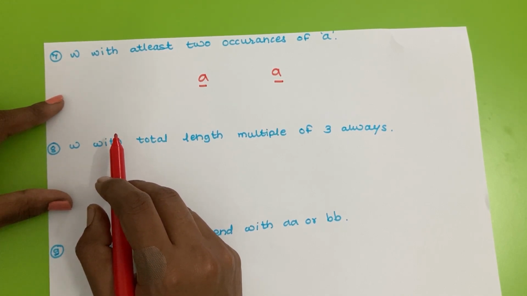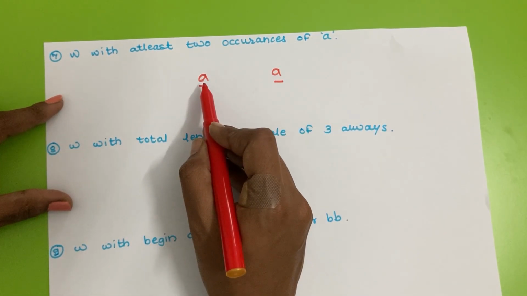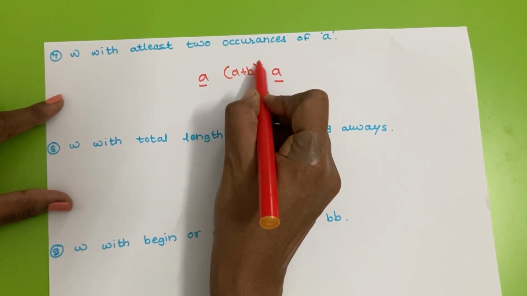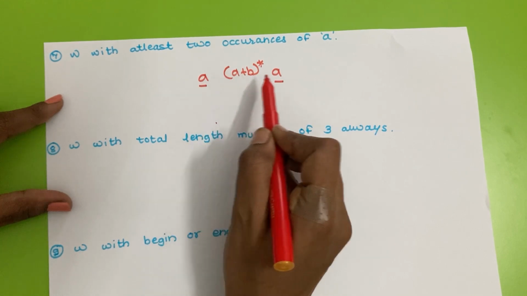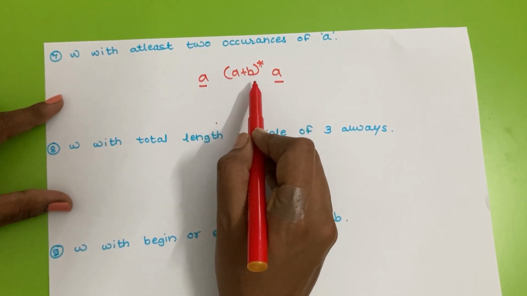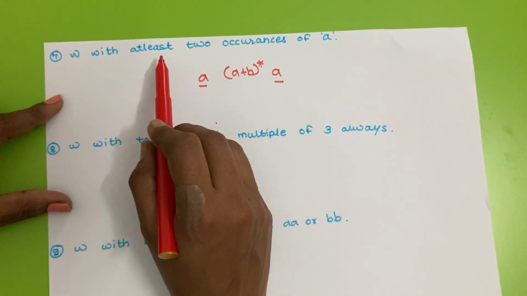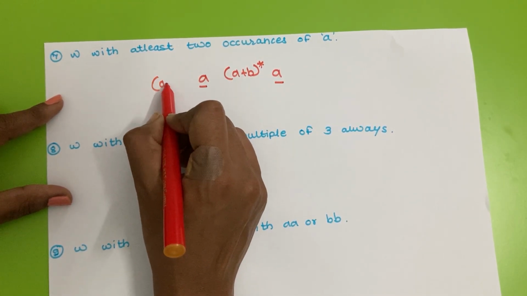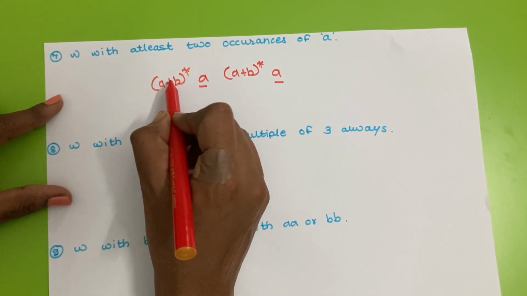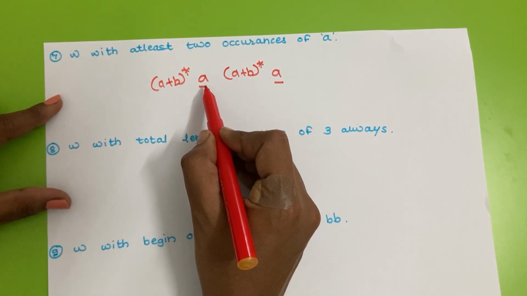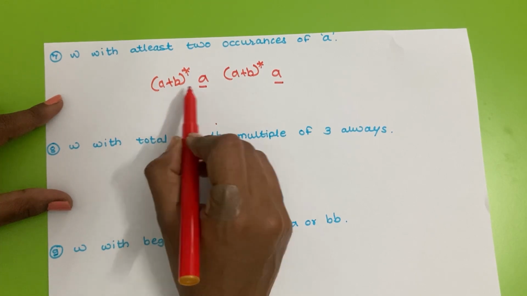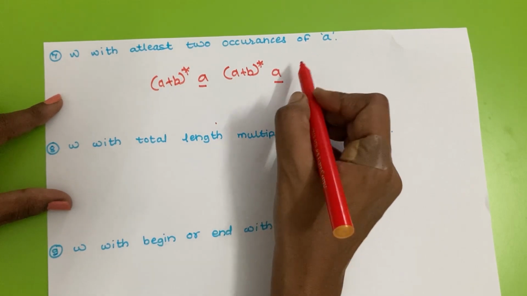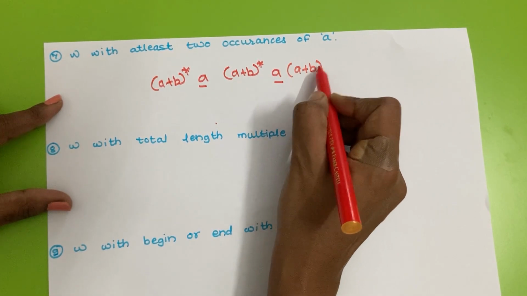So I can have these 2 A's separated with the (A plus B) bracket star. It means in between these 2 A's I can have any combination of A and B, because I just want at least 2 occurrences of A. Before this I can have (A plus B) bracket star, which means before this A any possible combination can be there, and after this A also I can have any combination of A and B.